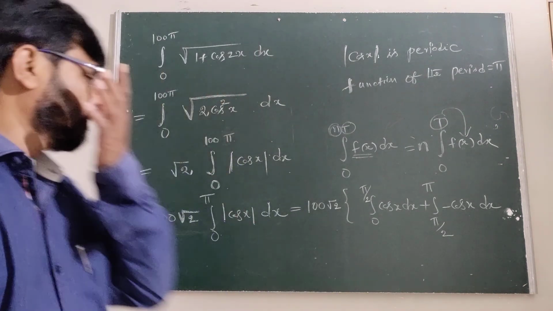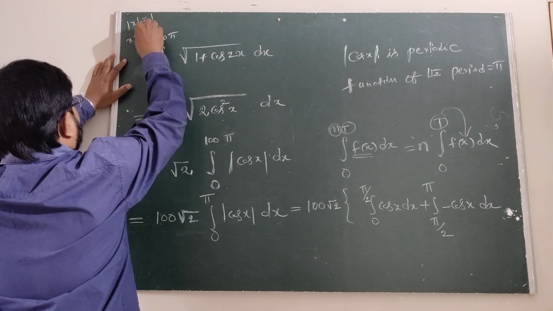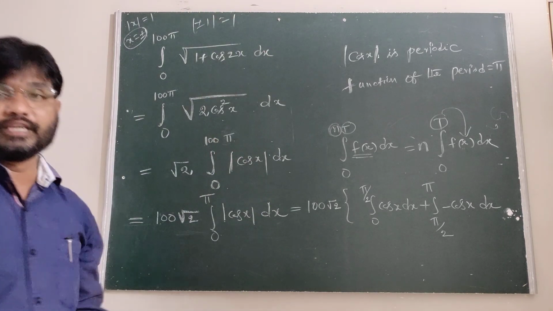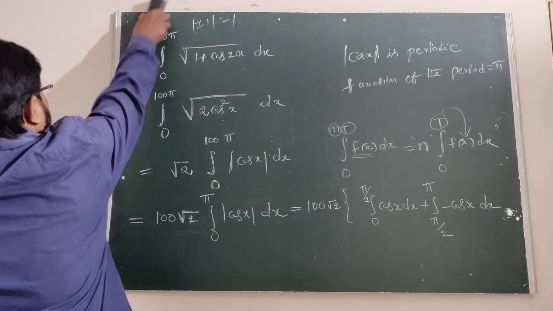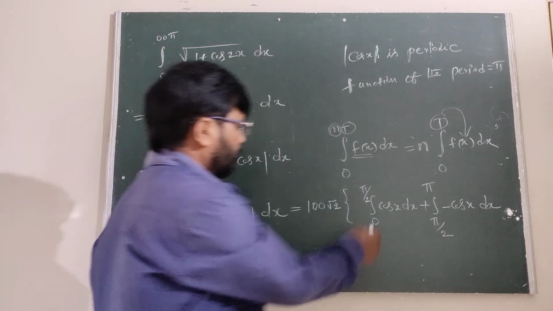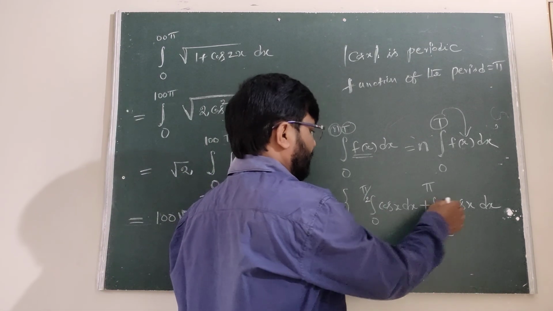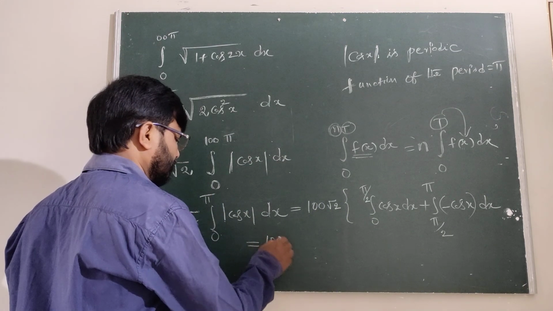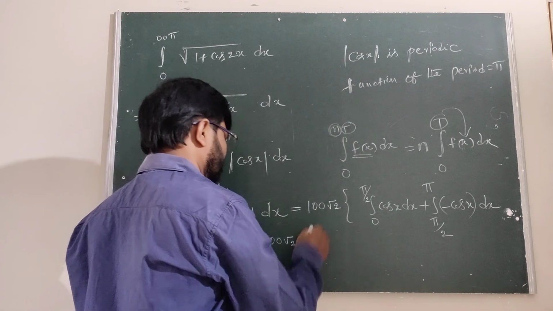Just one minute. Here, if the equation is given that mod x equals 1, then x equals plus or minus 1. That means plus or minus 1 is always positive. Mod is positive, but when you remove the mod, we take the plus or minus. That's why here also, between 0 and 90 cos is positive, but between 90 and 180 cos is negative. Therefore we can write this as 100 root 2, and the integral of cos x is sin x.